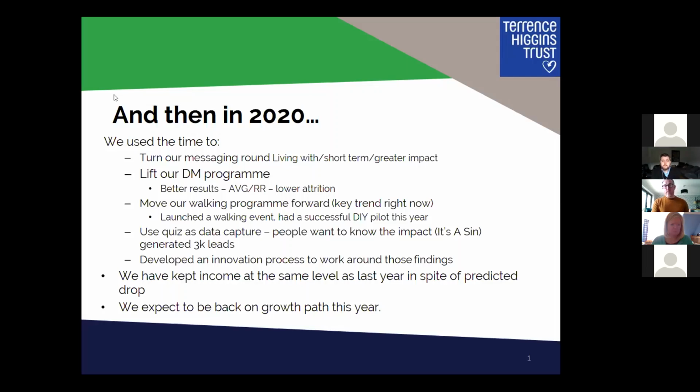We've also put an innovation process in place. And the good thing is, we were expecting our income to drop last year, or the year we've just come out of. We've actually been able to keep our income at the same level. In fact, in some areas, our direct marketing, for instance, income has risen last year. Our regular giving, we've been able to increase. Our cash giving, we've been able to increase. And we're back on a growth path for this year. And I think having those audiences very clearly defined is a big part of that for us.